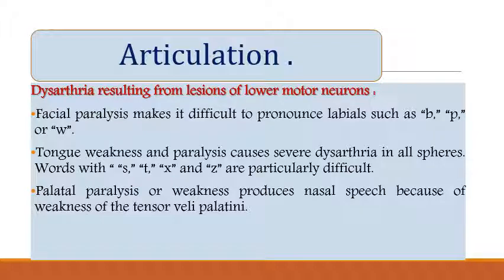If the patient has a lower motor neuron lesion, such as facial paralysis, he will have difficulty with labial letters such as P, B, and W. If the patient has tongue weakness or paralysis, he will have difficulty pronouncing the letters S, T, X, and Z. If the patient has palatal paralysis due to weakness of the tensor veli palatini, the patient will have a nasal tone of speech, like that.